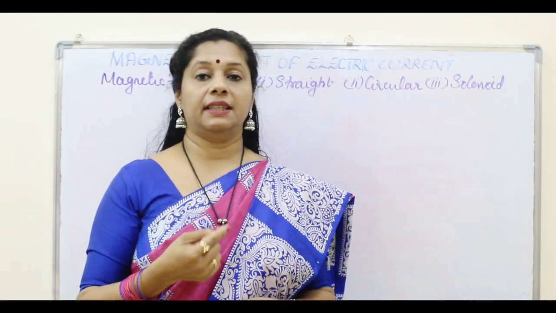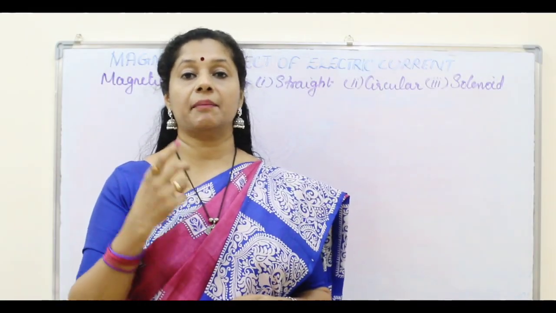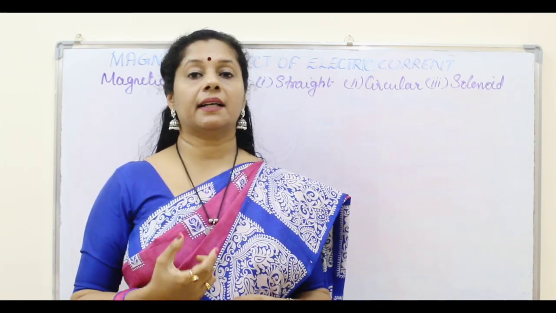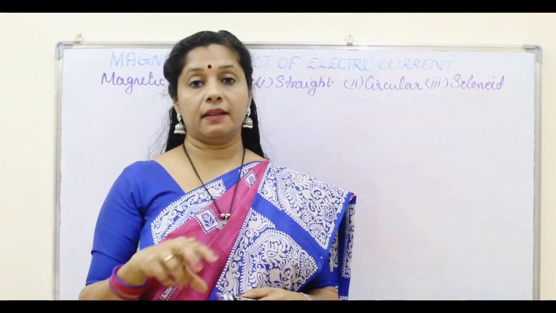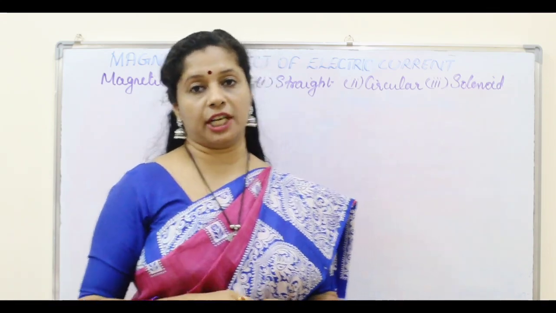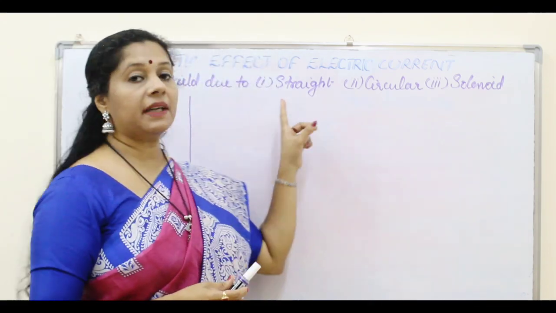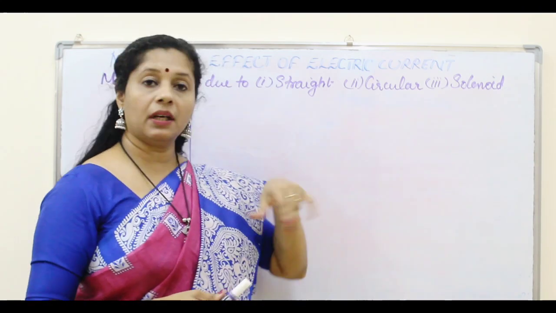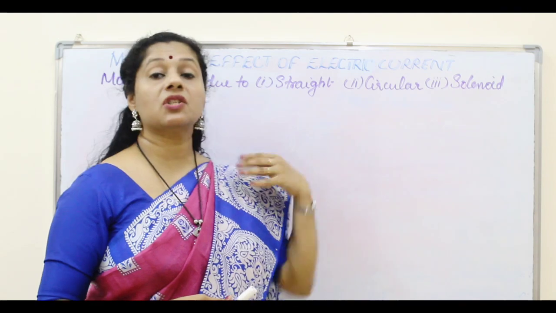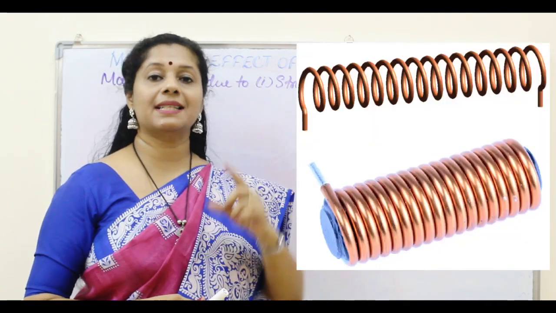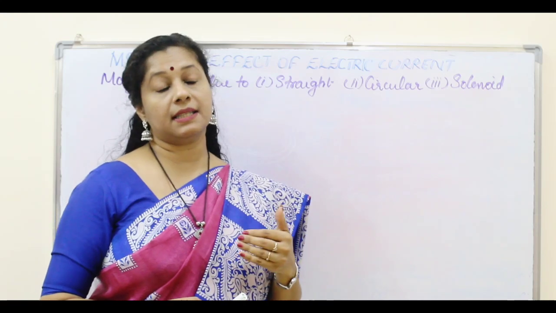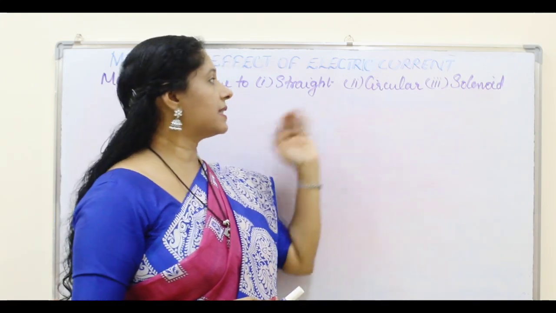As I mentioned earlier, in this chapter we are discussing the magnetic effect of only current carrying conductors. But these current carrying conductors can be of different shapes. In this chapter we are discussing three different shapes of current carrying conductors. If the current carrying conductor is straight, how is the magnetic field? If it is circular, how is the magnetic field? And if it is a solenoid, it's like a spring, how will it be? These are the points that we are going to discuss. So let's start with the first one.